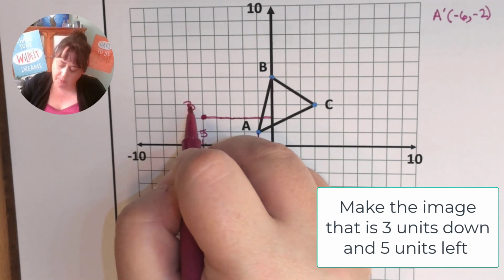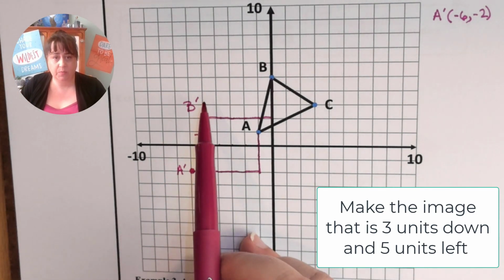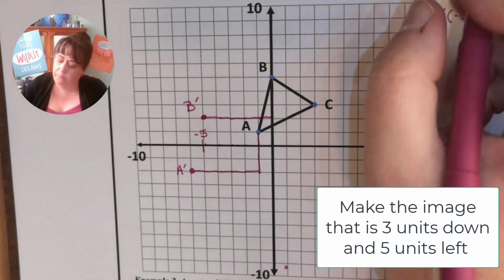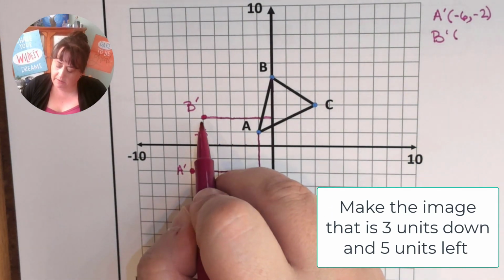Make sure you put your B prime. Don't forget those letters. And it's prime. So the new image will have a prime. That's what that little slash means. You probably should write down somewhere that that's read B prime. So B prime is the point -5, 2.